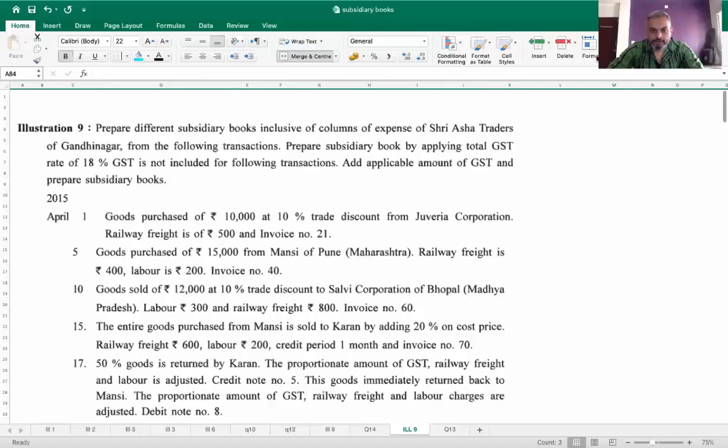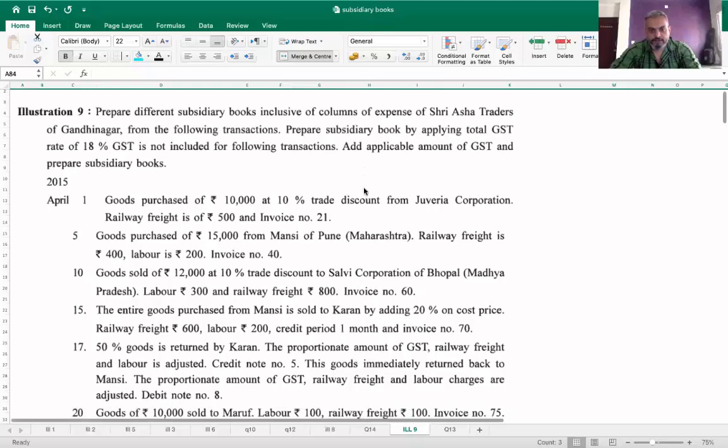So good evening everyone. Let's start with illustration number 9 on page number 147. Today we will be doing columnar subsidiary books with columns of expense, where we'll be doing purchase book, sales book, purchase return, sales return. So let's read the question.